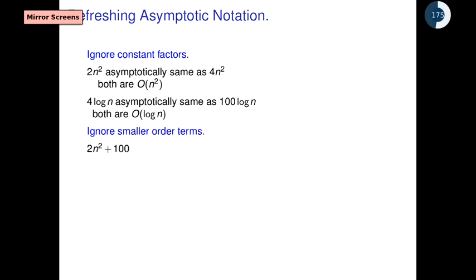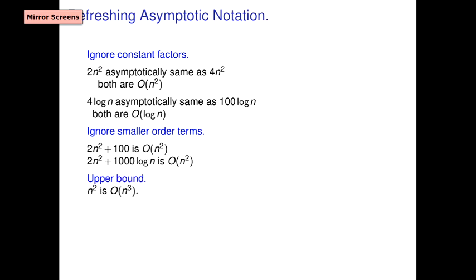We ignore small order terms like 2n squared plus 100. We think of that as O of n squared. Again, n squared grows faster than log n. So we think of that as O of n squared again. So the 100 here is a small order term, and the 100 log n is a small order term. And this is an upper bound. n squared is also O of n cubed. A function here, big O, is an upper bound. So n squared is not only O of n squared, it's also O of n cubed.